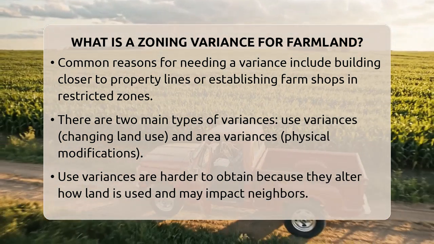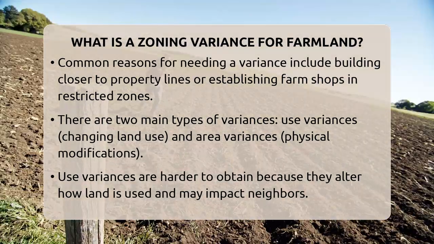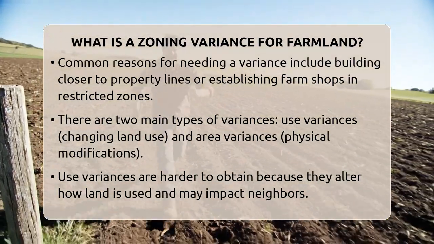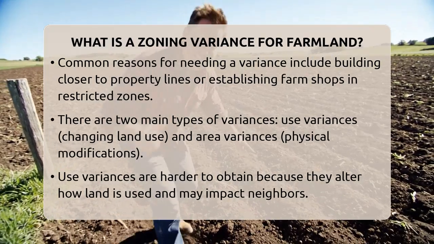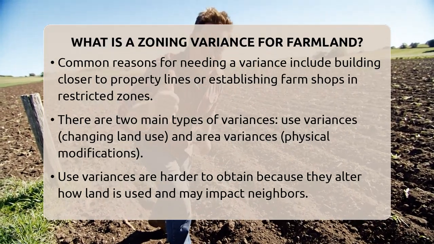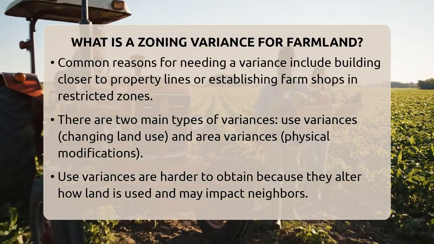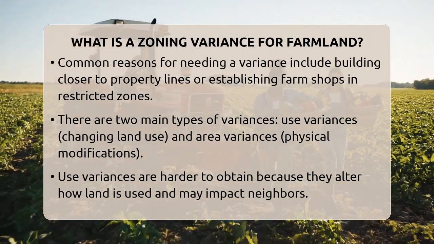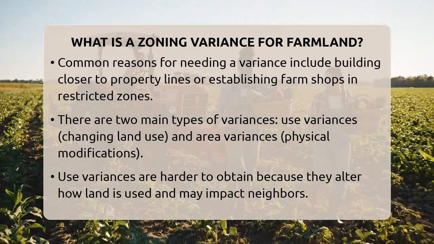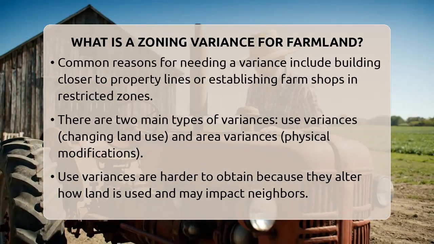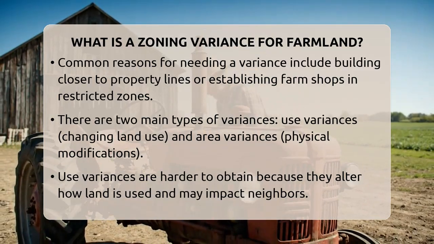The first is a use variance, which allows the land to be used for purposes that zoning normally prohibits. For example, turning part of a crop field into a farm store or hosting farm tours might need a use variance. These are harder to get because they change how the land is used and can impact neighbors or the community.